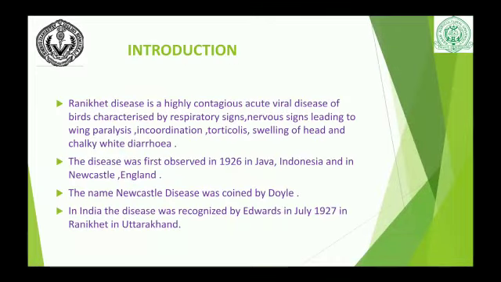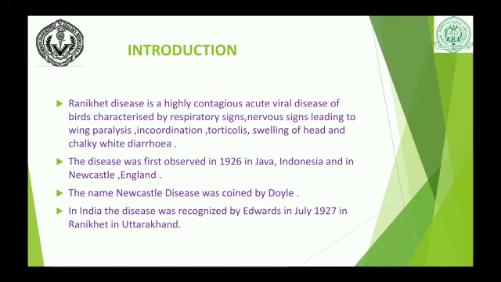Okay, I will start by introducing you to this disease. It is a very highly contagious acute viral disease of birds, and it is characterized by respiratory signs and nervous signs, which include wing paralysis, incoordination, torticollis, swelling of the head, and watery white diarrhea.